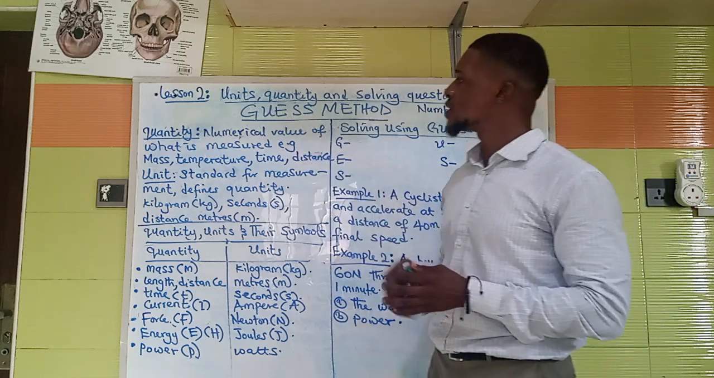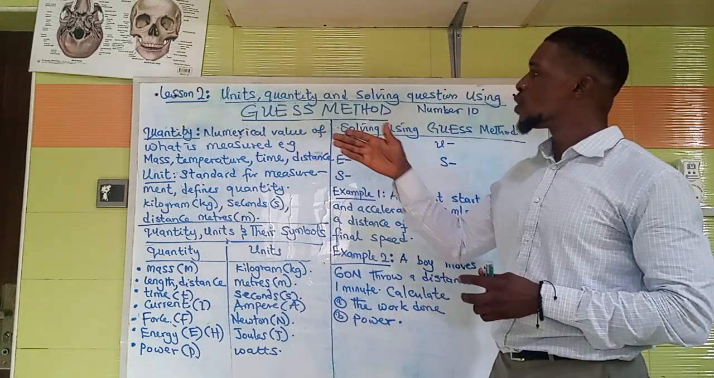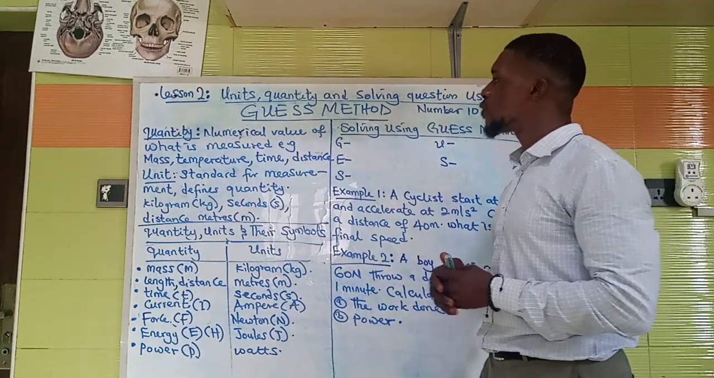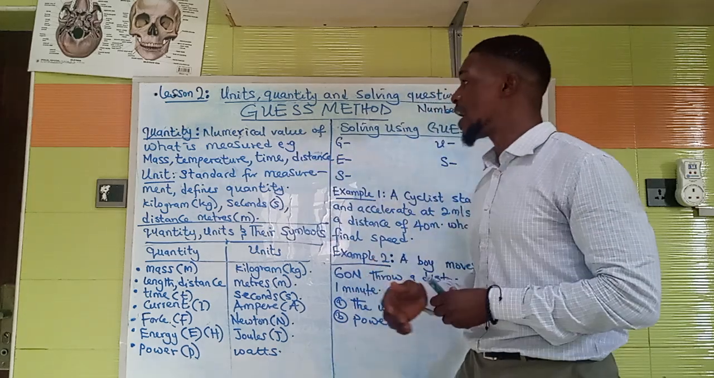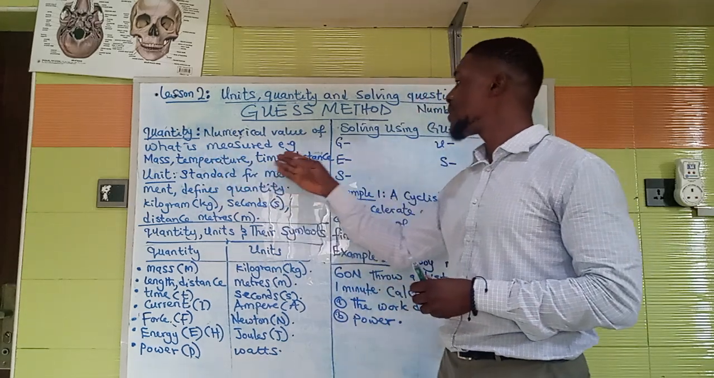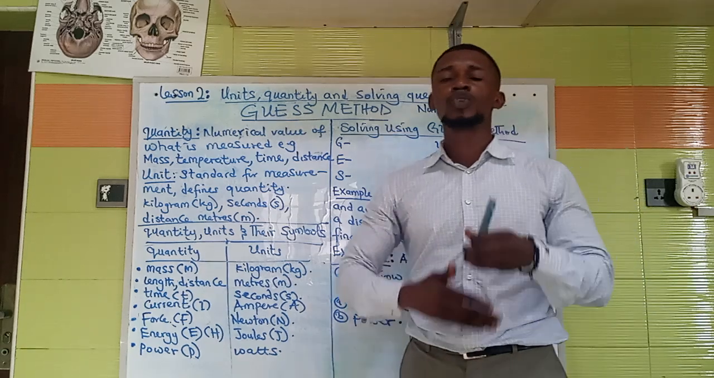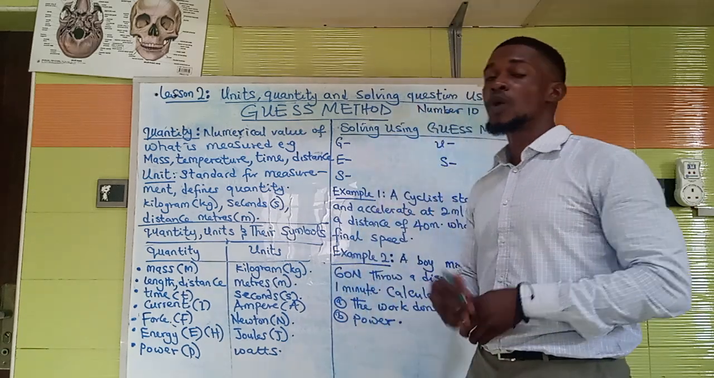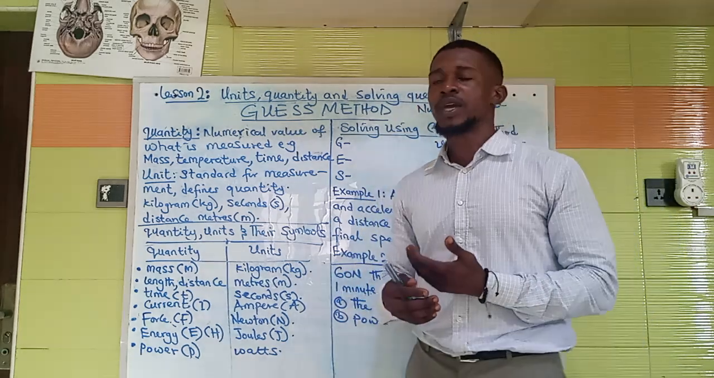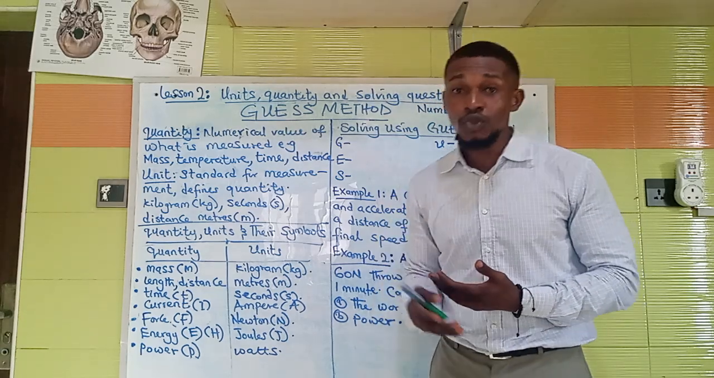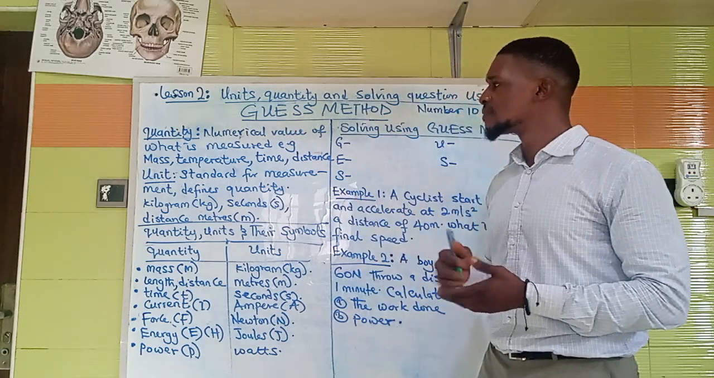Now, let's look at what quantity and units are. A quantity is a numerical value of what is measured. For example, we have mass, temperature, time, distance. So, your quantity is what you're measuring. In physics, whatever we can measure, whatever we can give a numerical value to, is a quantity.